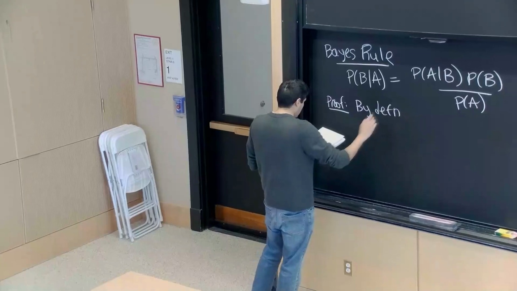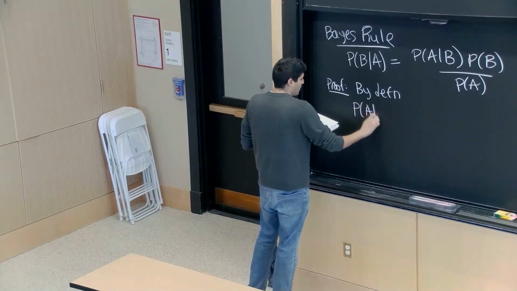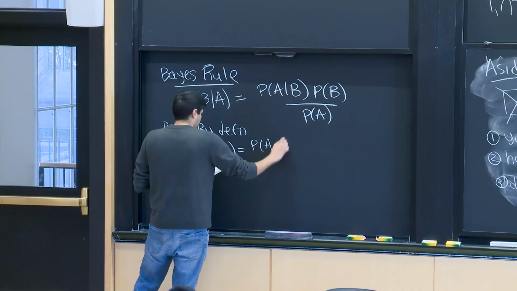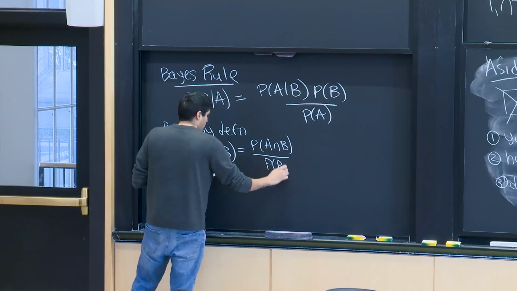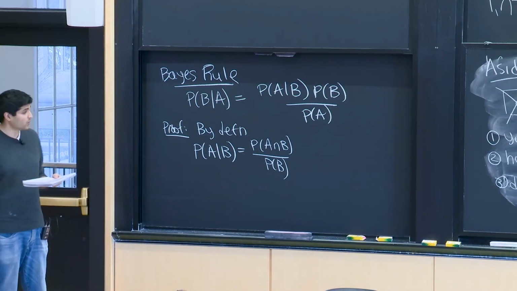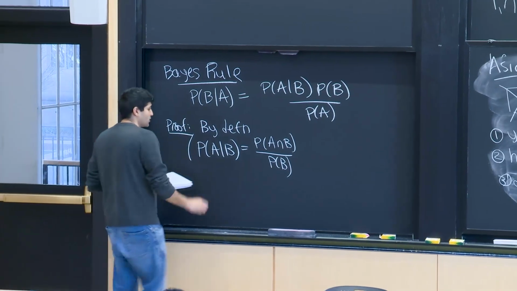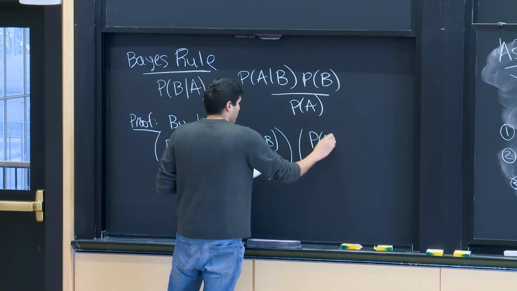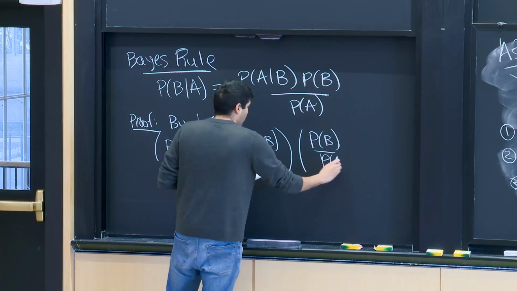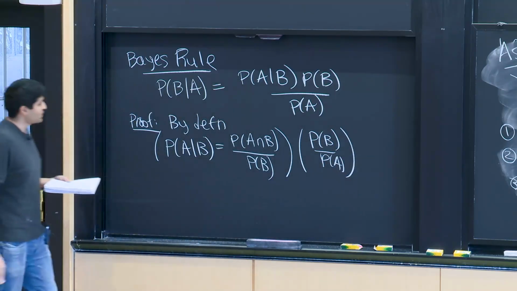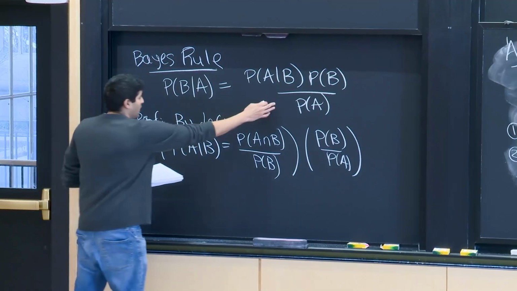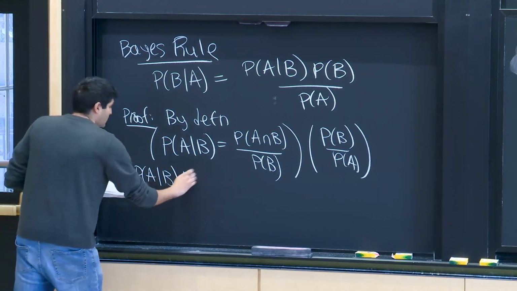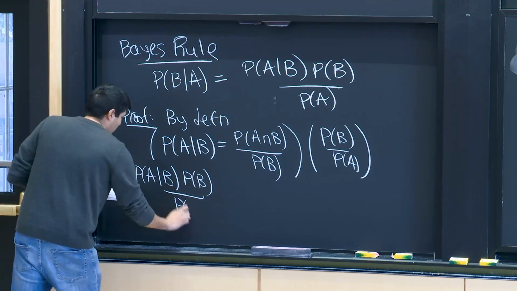So by definition, how did we define the probability of A given B? It was just the probability of A and B divided by the probability of B. Right? That's literally what our definition was. I can take this definition and I can just multiply by this correction term, which is probability of B over probability of A. And if I do this on both sides of my equation, well, one side I'm going to get this right-hand side, so I'll get probability of A given B times probability of B over the probability of A.